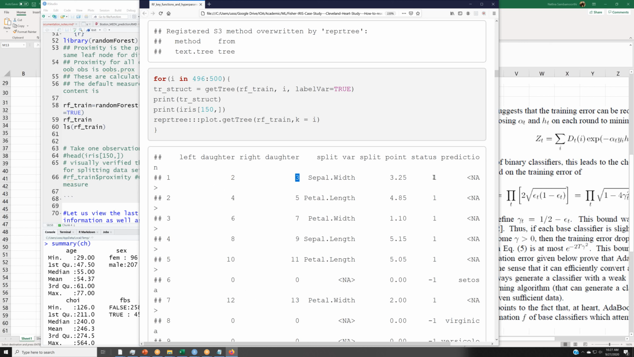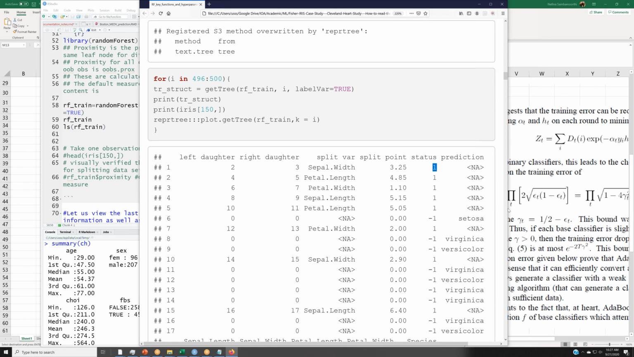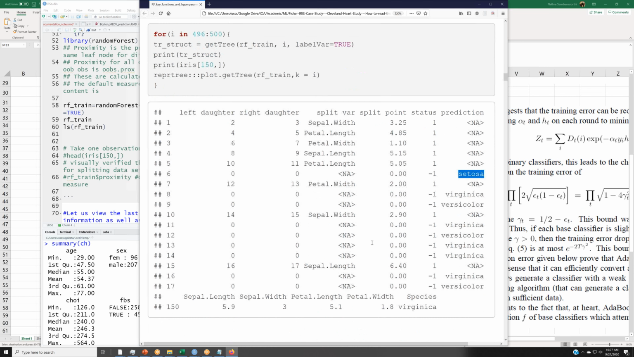If it is not terminating, we give the number 1. If it is terminating, we give the number -1. That's it. This is all the information you need. Do you agree with me? Then at the end, it will always give you some class because there is no split there. So that is how you read this, and these are the observation splitting points. You see these split points. Everybody's good?